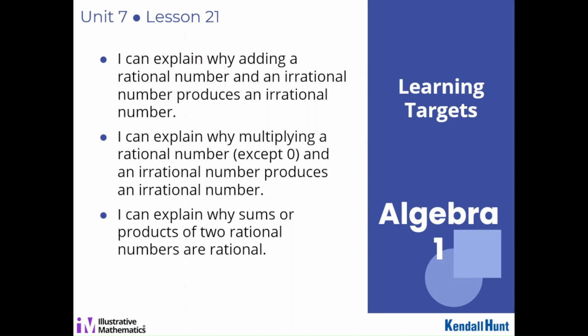Learning target number 2 says that you can explain why multiplying a rational number except 0 and an irrational number, you're going to produce an irrational number every time. Notice that they said except 0. As we saw in that last practice problem, 0 is kind of our special case rational number that can go against this. But if you take any other rational number, it can be written as a fraction.